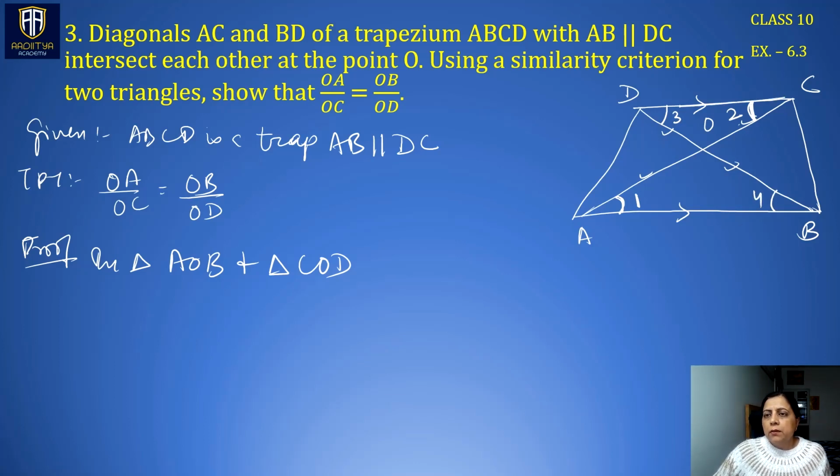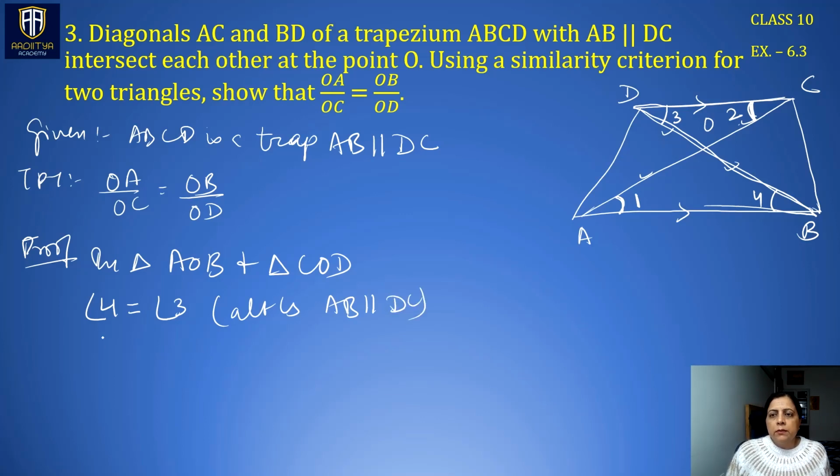Right? So see, this angle is forming an alternate angle here. Angle in triangle AOB it is angle 4, in DOC it is angle 3. They are alternate angles as AB is parallel to DC. Similarly, in AOB it is angle 1, they are in the position of Z. They are forming Z. So angle 1 is equal to angle 2, alternate angles.